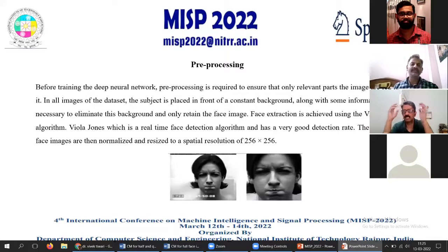Yeah, you're right, sir. Basically, all these datasets are face datasets, but they have some additional information, for example, the date on which the image was captured. If you look at this image, you'll have some timestamp or date on the image. We did not want this to be fed into the network. That was the only reason we used the Viola-Jones algorithm, to remove any background information that would be there in the dataset. But what you're saying is right.